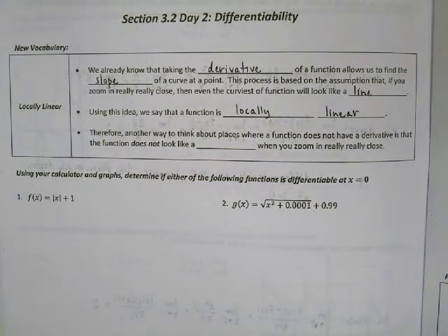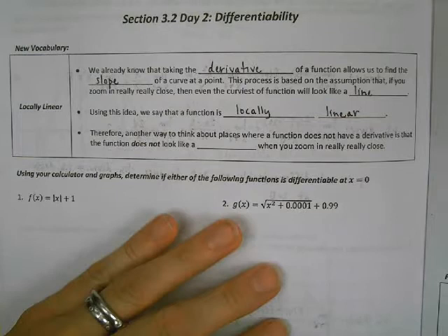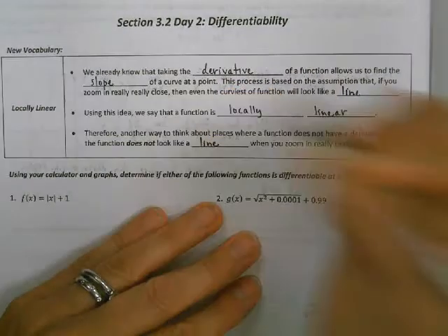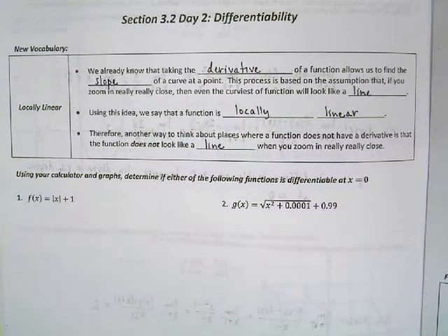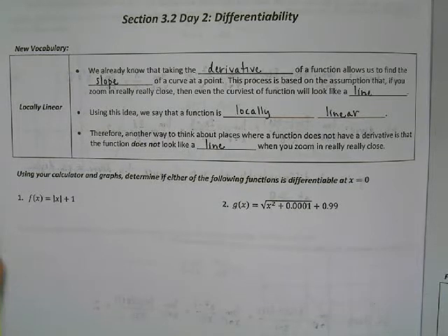Okay, so therefore another way to think about places where a function does not have a derivative is that the function does not look like a line when you zoom in really close. And so we're going to see what this means in practical terms. So if we look at number 1, it says using calculators and graphs, determine if either of the following functions is differentiable at x equals 0.